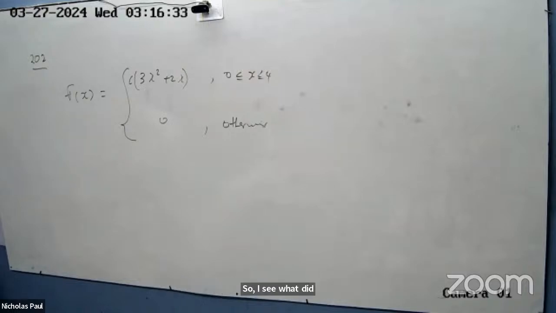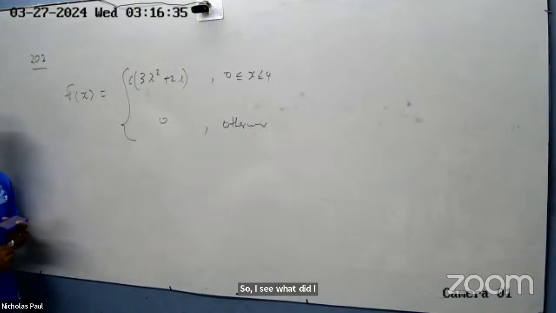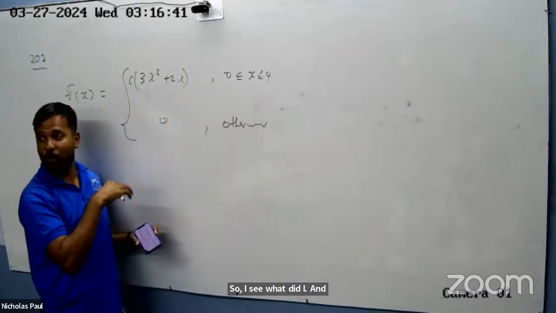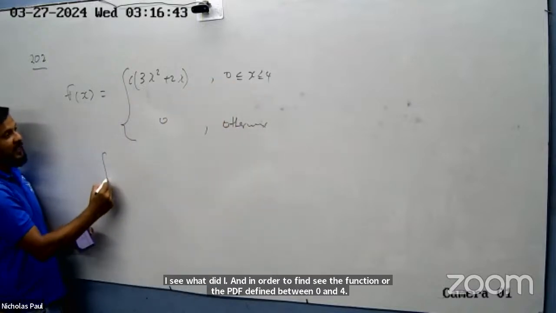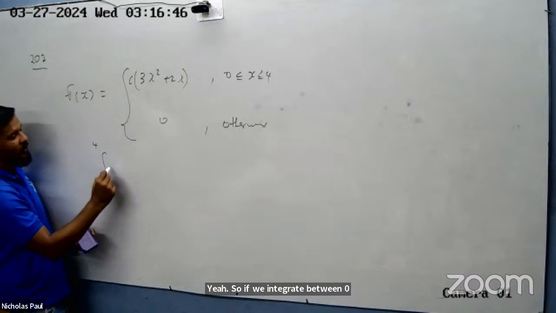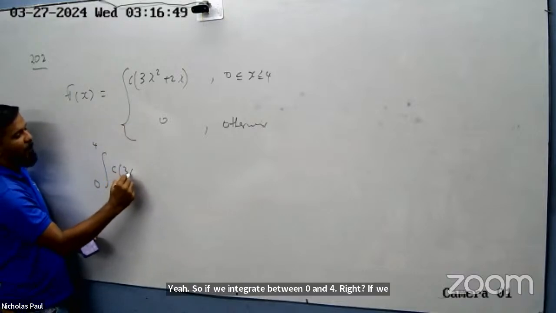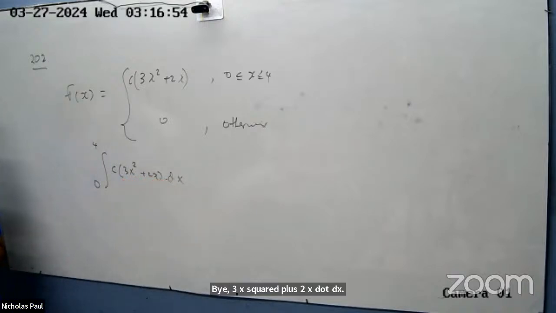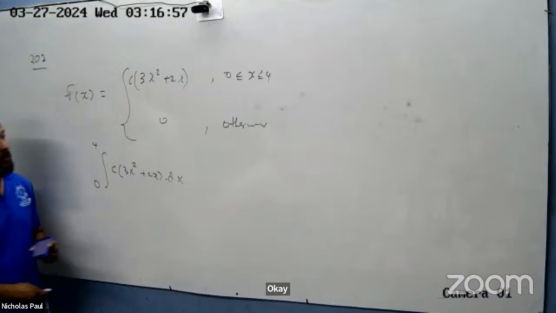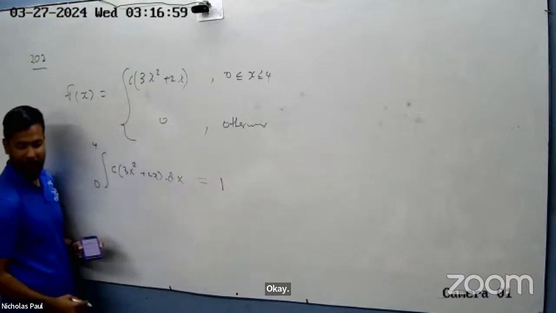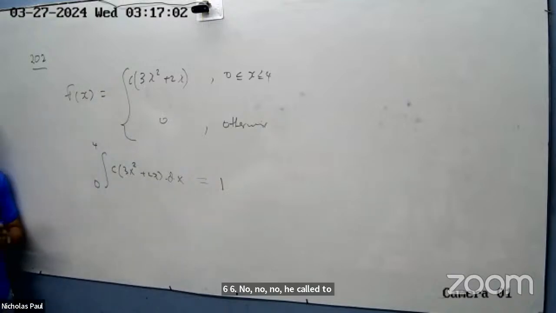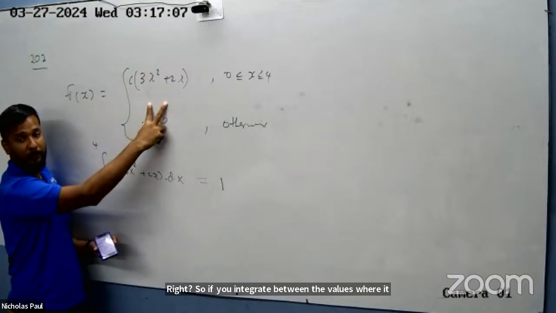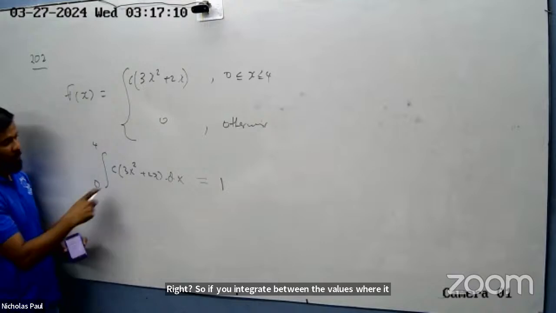All right. So how do we find C? In order to find C, the PDF is defined between 0 and 4. So if we integrate between 0 and 4 of C times (3x squared plus 2x) dx, what will you get? You'll get equal to 1. If you integrate between the values where it's defined, then this integral should be 1.